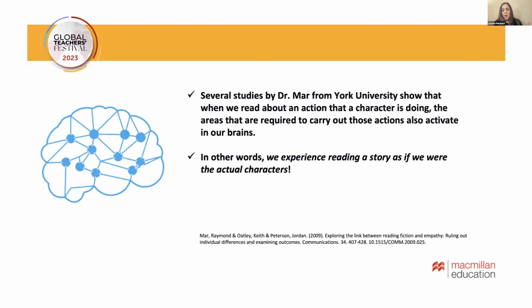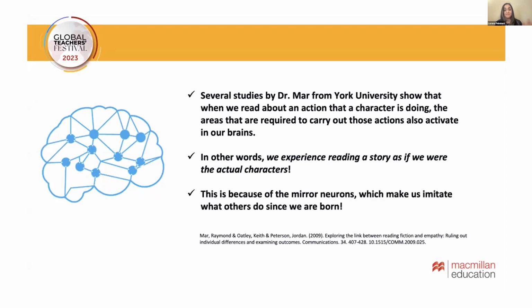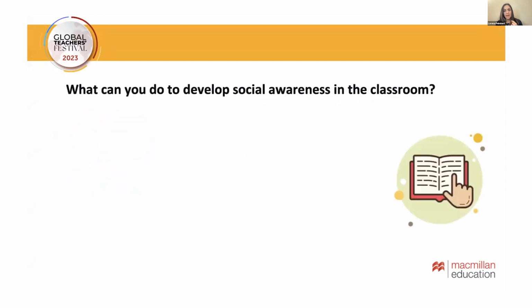So that's why when we read, we can also laugh and we can cry, yeah? Because we're feeling the feelings that the characters are feeling. To the brain, reading is like, it's real, okay? So this is because of the mirror neurons, which make us imitate what others do since we are born, okay? And so what can you do to develop social awareness in the classroom? We have to read stories.